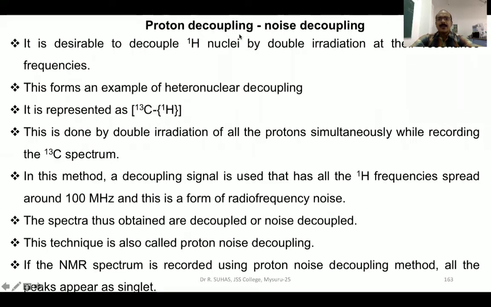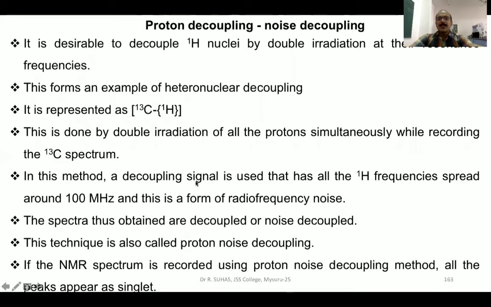This is done by double irradiation of all the protons simultaneously while recording the C13 NMR spectrum. Usually we take the sample, put it in the spectrometer and run C13 NMR. While running the C13 NMR spectrum, you double irradiate all the protons simultaneously. Because of the double irradiation, the protons next to each other will not see each other, which results in the elimination of all the couplings between C13 and 1H. As a result, all the peaks appear as singlets.